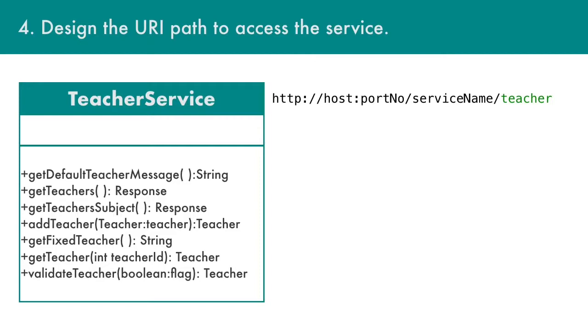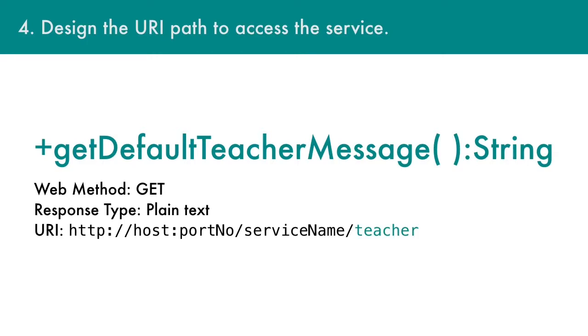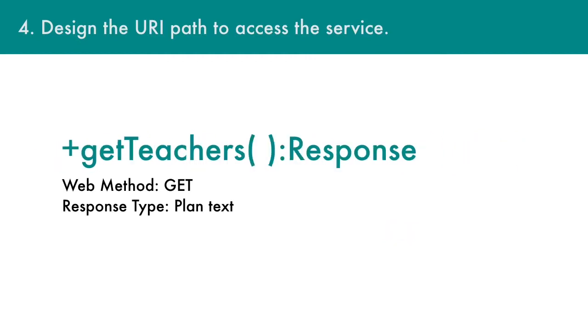This path here is leading to the default service. In our example, the execution of the default path is handled by this method, getDefaultTeacher. And we add URI information in our design. As for the other method, we append the name at the default URI.